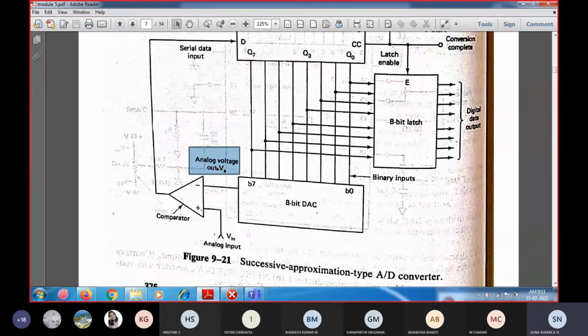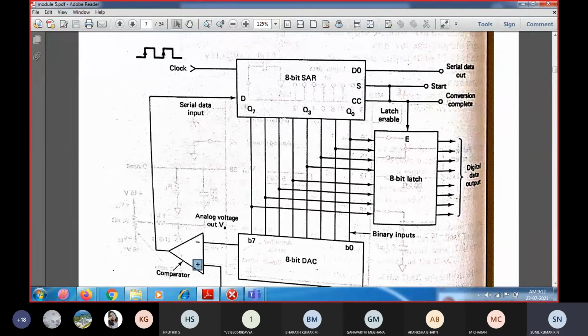Since it is a comparator, there will be 2 states: positive saturation and negative saturation. If the non-inverting terminal is greater than the inverting terminal, it will be in positive saturation, and if the inverting input voltage is greater than the non-inverting input, it will be in negative saturation. This acts as a control signal, by which you retain the corresponding bit as 1 or reset it to 0. This is how we check for successive approximation.